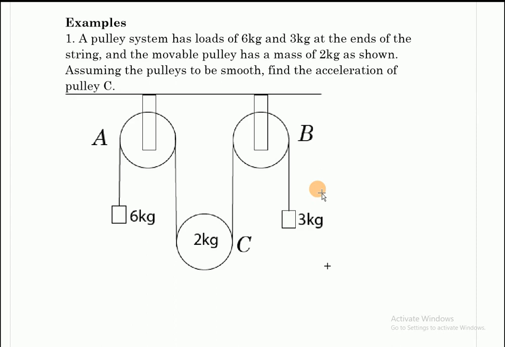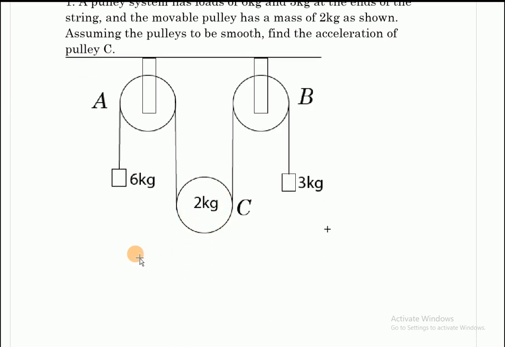A pulley system has loads 6 kilograms and 3 kilograms at the ends of the string, and the movable pulley has a mass of 2 kilograms as shown. The diagram is here. This diagram is part of the question. That's why they are saying as shown. Then they are saying that assuming pulleys to be smooth, that is a very good assumption. Find the acceleration of pulley C.